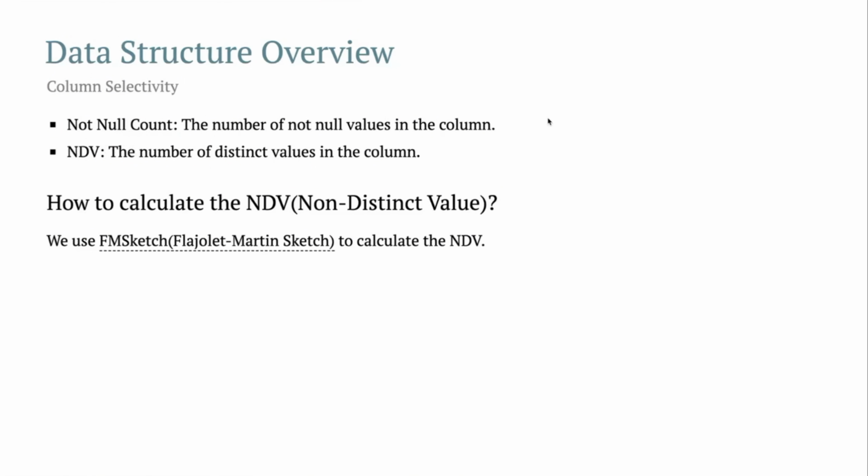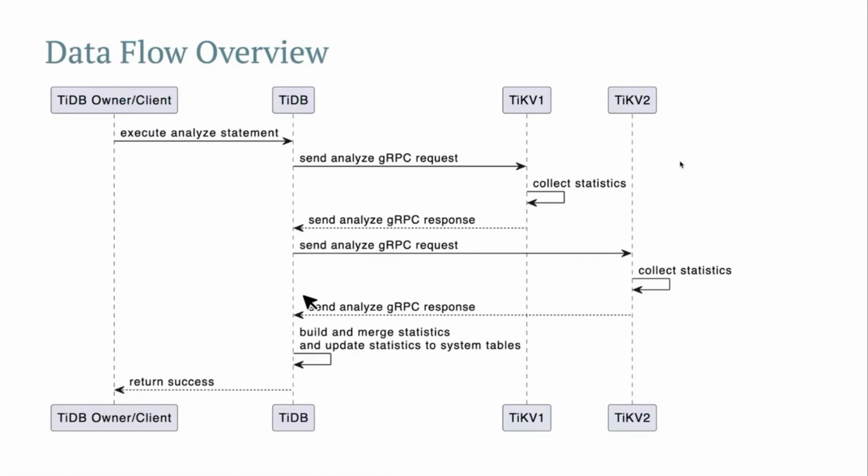Even if you scan TiKV, we need to find some way to get this NDV. So to calculate the NDV, we use the FM sketch algorithm. This algorithm provides an efficient way to estimate the number of distinct values in a large data set. But before I dive into the details of the algorithm, let's take a look at the data flow from the big picture.